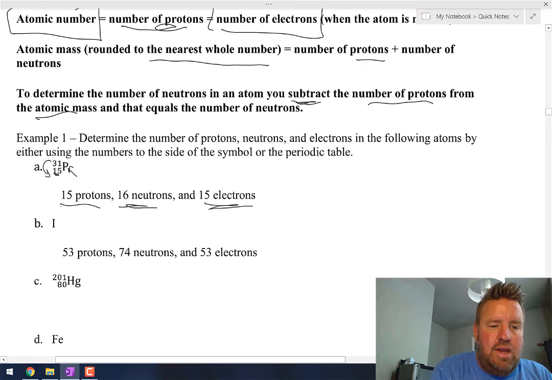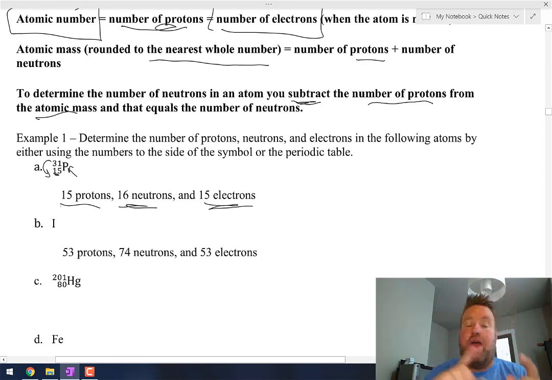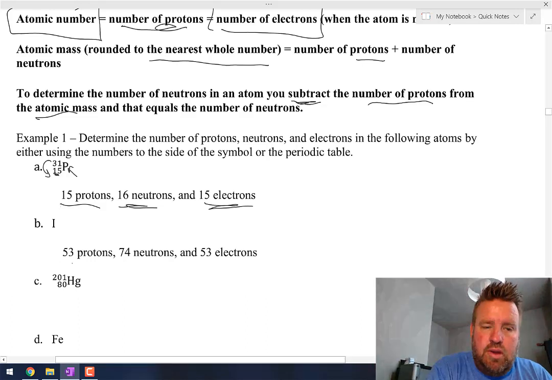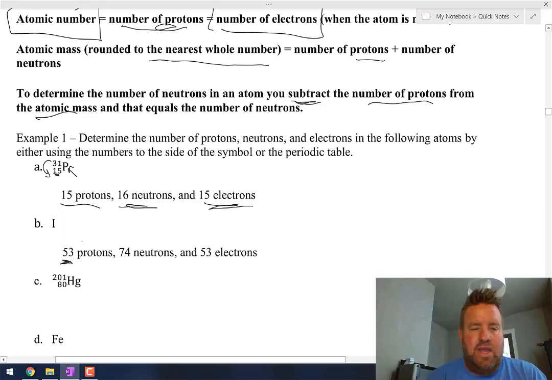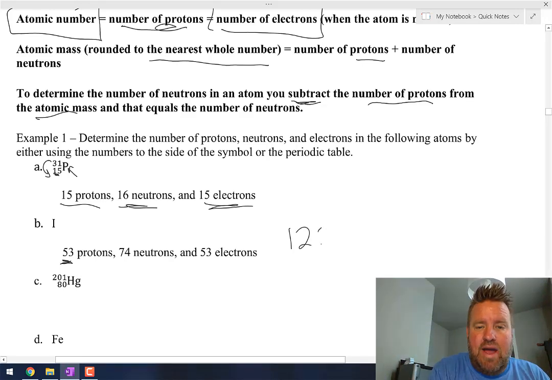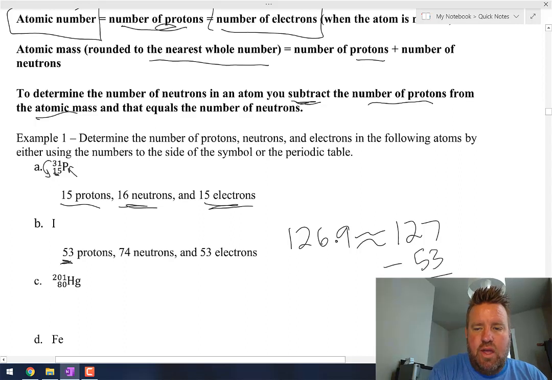For letter B, notice that I don't give you any numbers. That means you have to go and look at the periodic table. You have to find iodine on the periodic table. I think you're going to know it's number 53. So pull up that periodic table that I gave you at the beginning of the module, and you'll see that iodine is number 53. It has a mass of 126.9 something, so we're going to round that to the nearest whole number, which is 127. And then we subtract the protons, and we get 74 neutrons. That's how we came up with that number, and then 53 electrons, because it's the same as the protons.